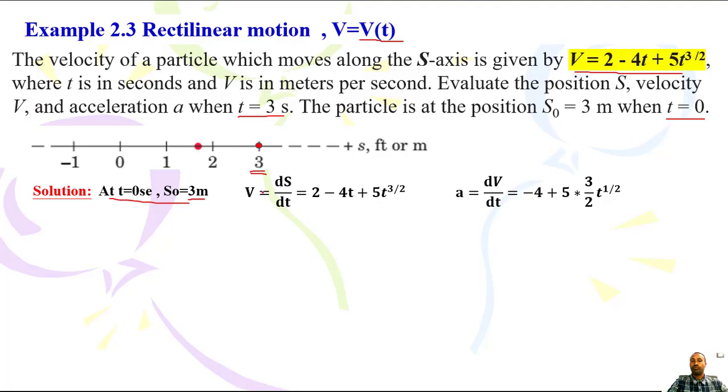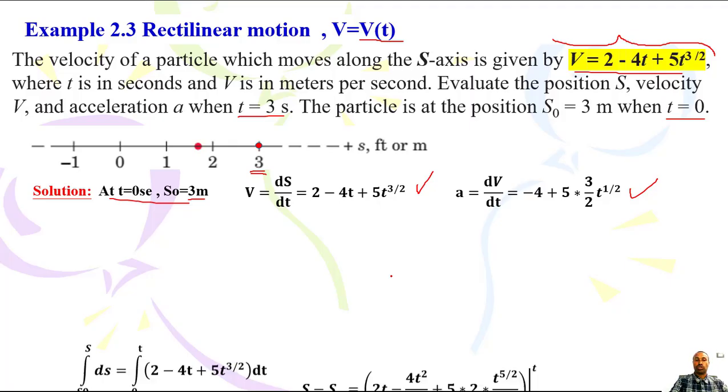Then you bring the velocity, which is the equation ds by dt. Then finally you have the equation, which is the velocity function, given as 2 minus 4t plus 5t to the power of 3 over 2. Then acceleration you can find. Acceleration is dv by dt. So if you differentiate this function with respect to time, it will give you negative 4 plus 5, 3 over 2 you bring here, then 3 over 2 minus 1. So these are the velocity function and acceleration function.